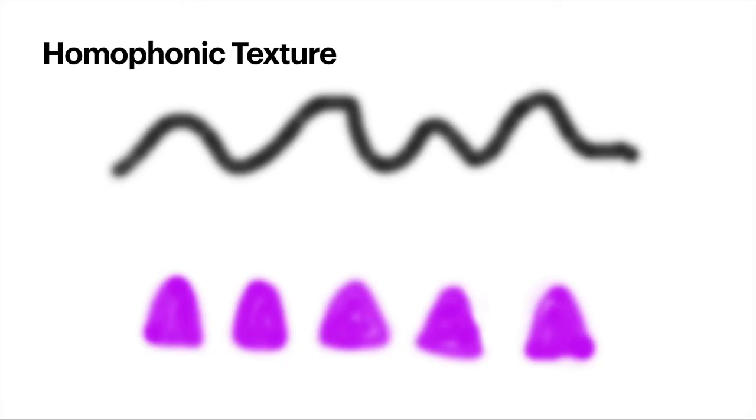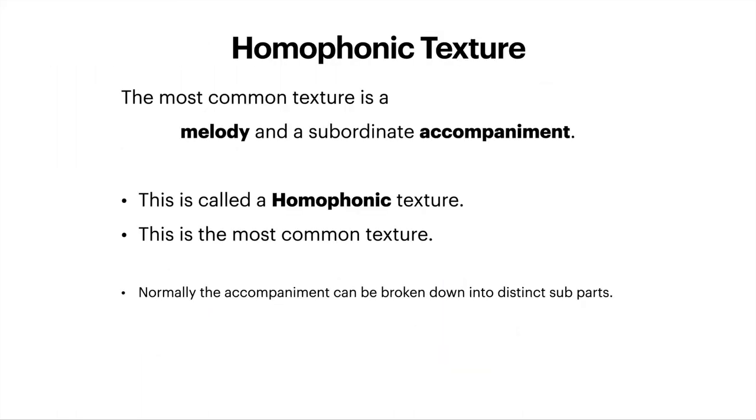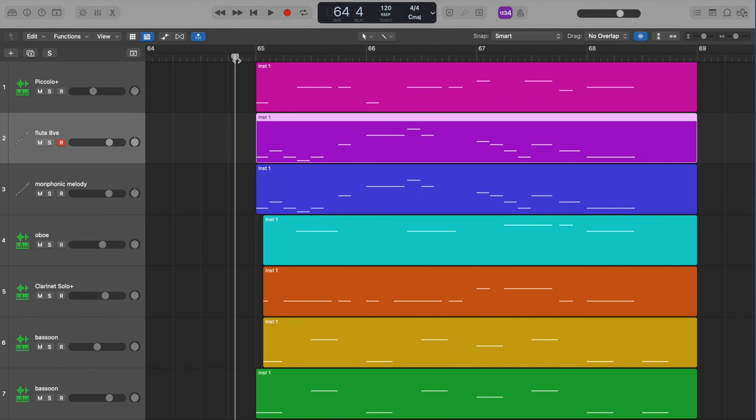The last texture we're going to look at is called the homophonic texture. This is actually the most common texture, and it's where we have a melody and we have a subordinate accompaniment. It's called a homophonic texture because the accompaniment is a bunch of different lines working together to make a uniform whole. Here's our little tune being played in a homophonic texture.